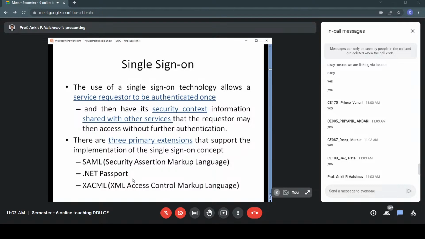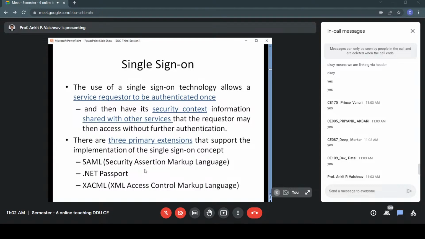Microsoft has come up with another solution, .NET Passport. Anyone has explored this? If not, you can explore that later. .NET Passport is one of the ways by which you can do one-time authentication in .NET applications. The last one is XACML, known as XML Access Control Markup Language. Again, these are designed by proprietary organizations and they have been accepted as standards. We are going to look at SAML because that is the most popular one.